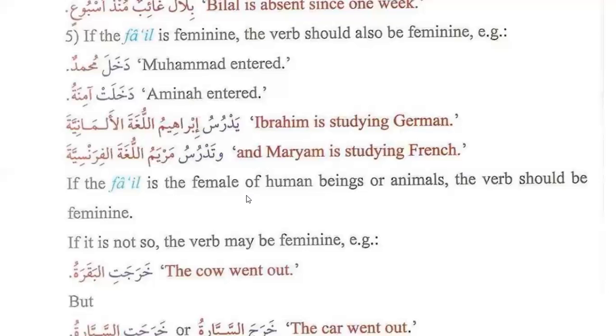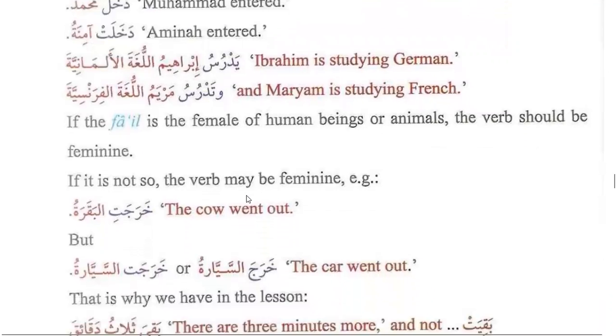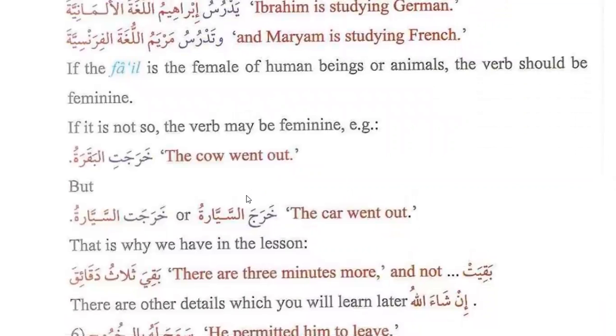If the subject is the female of human beings or animals, the verb should be feminine. If it is not so, the verb may be feminine. For example, Kharajatil Bakaratu, the cow went out. But Kharaja Sayyaratu or Kharajat Sayyaratu, the car went out.